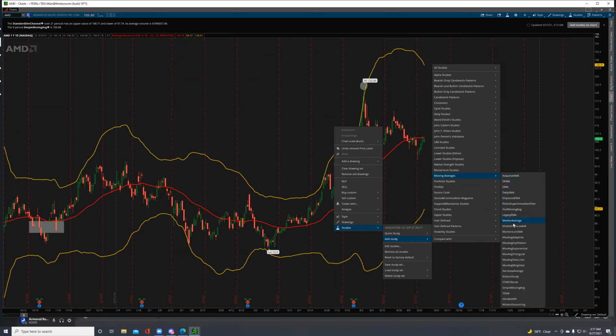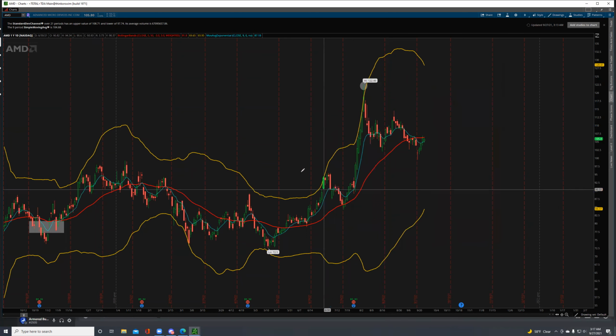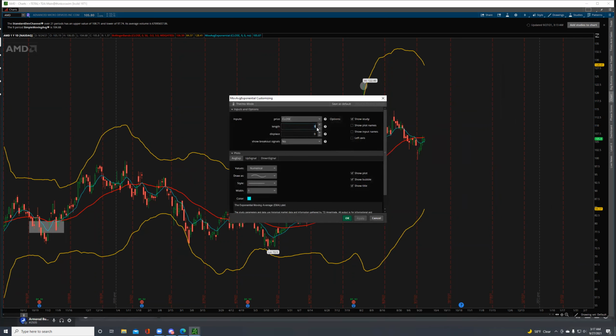Okay, so moving averages, exponential moving average. One more time. Here we go. So that's going to give you the 8. We're going to edit. We're going to do, let's see, 10, 7. I guess we'll just keep it on the 9. We'll see how it turns out. Set it as size 2.